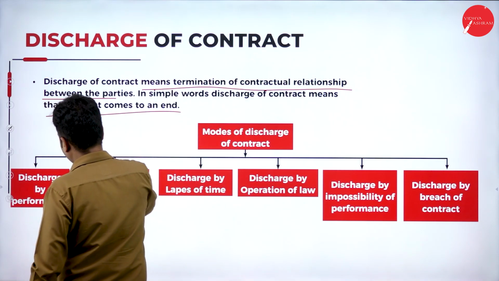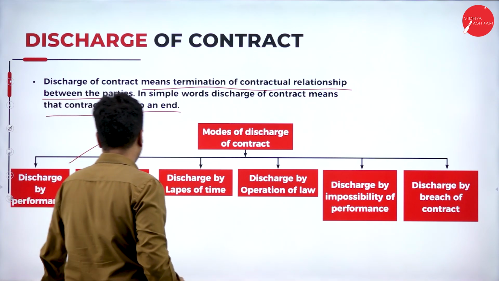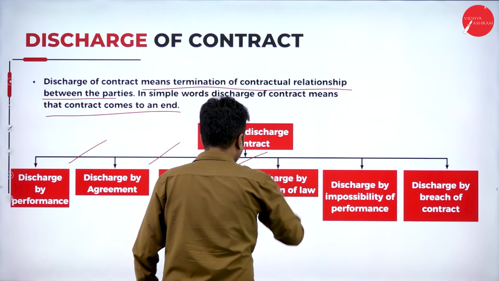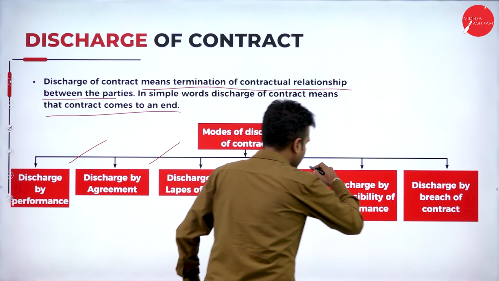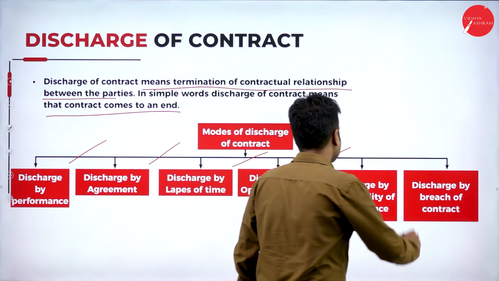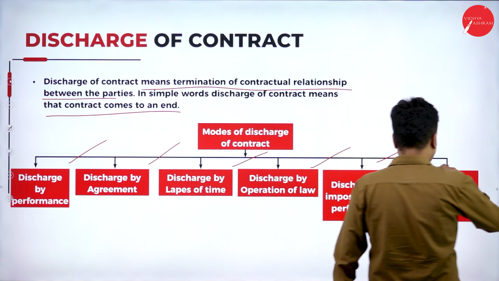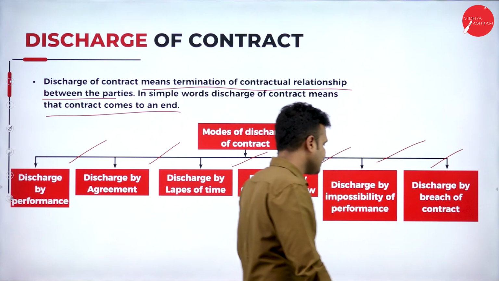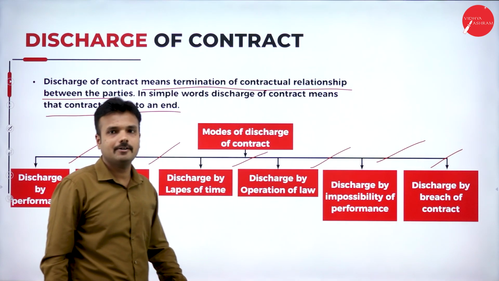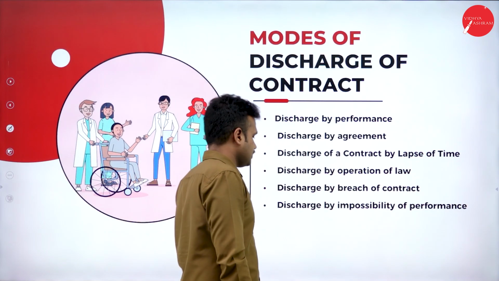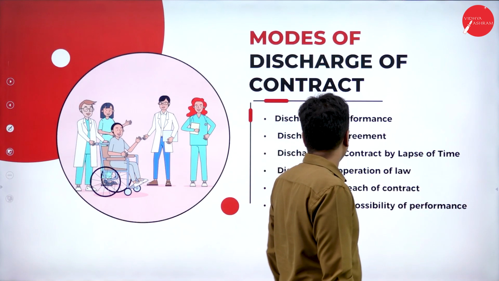Number 1, discharge by performance; discharge by agreement; discharge by lapse of time; discharge by operation of law; discharge by impossibility of performance; and also discharge by breach of contract. These are the 6 methods by which we discharge the contract. We shall go through the discharge of the contract individually, right?